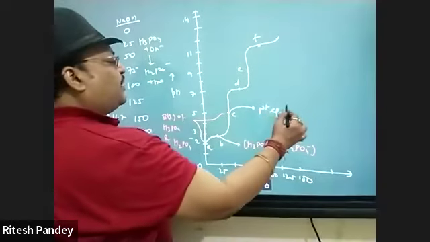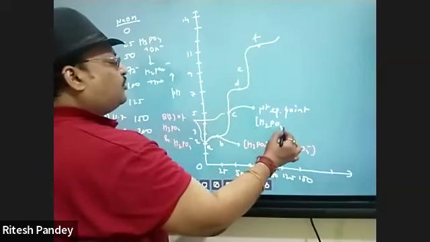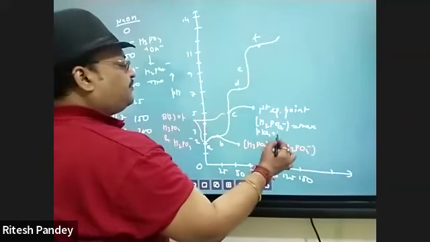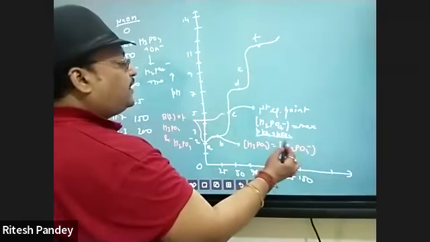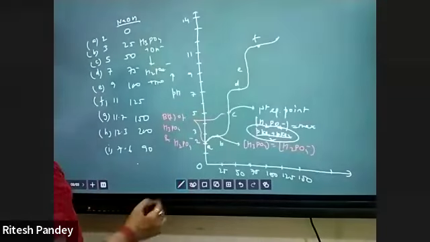Naturally, this is the first equivalence point, when you're considering only H2PO4 minus to be maximum and you're using (pK1 + pK2)/2. This is the only point where it's not acting as a buffer.